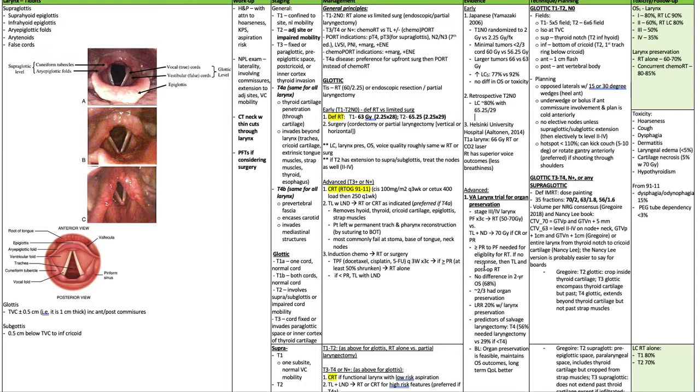There was no difference in 2-year overall survival between these two arms, 68% for both. Approximately 2/3 of the patients had a successful organ preservation.